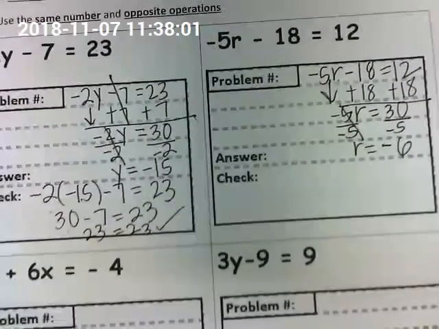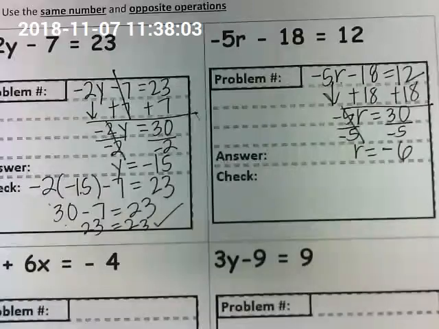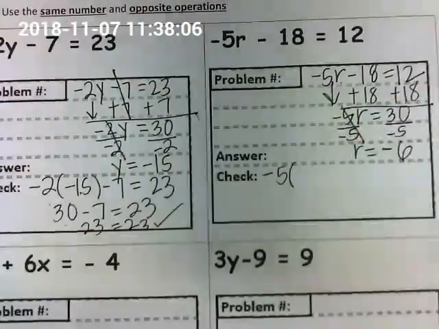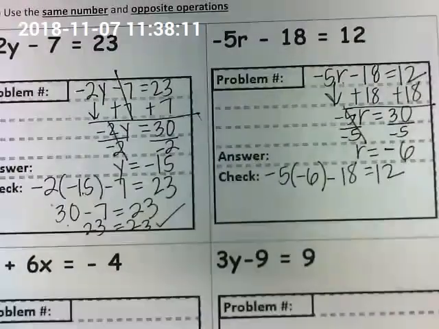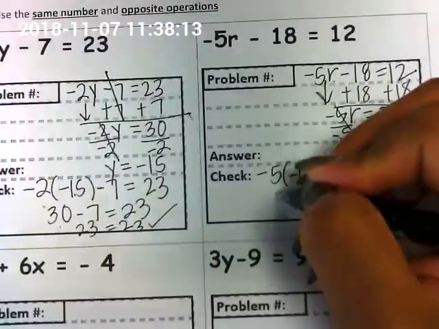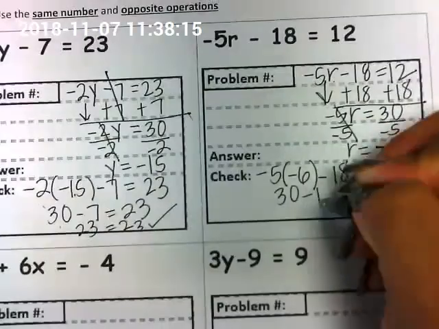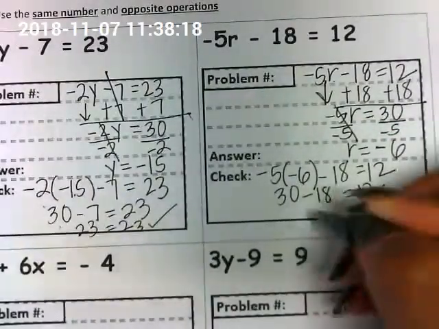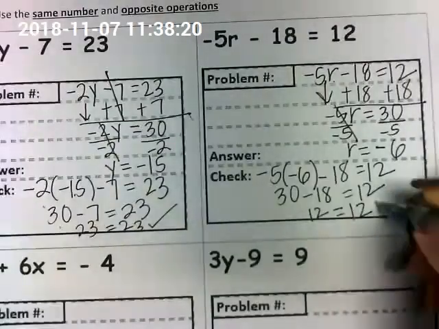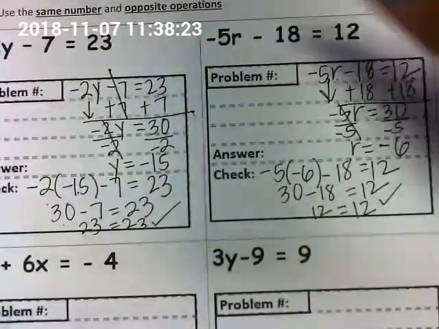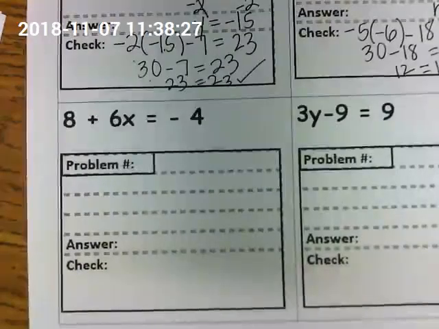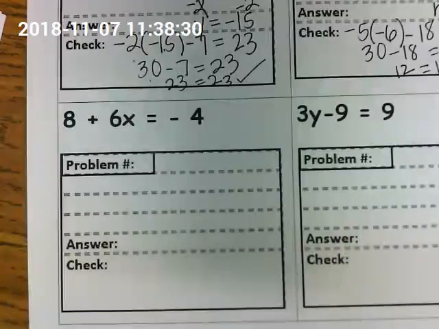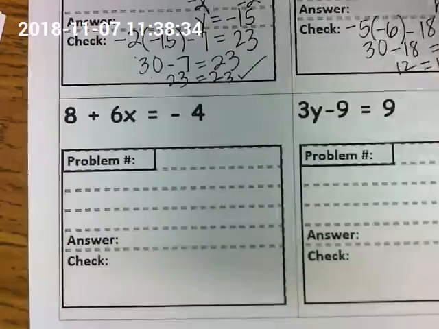Now I can check my answer. And I have negative 5 times negative 6 minus 18 is equal to 12. Negative 5 times negative 6 is positive 30. 30 minus 18 is 12. 12 is equal to 12. Our answer checks out to be true. The goal is to figure out that both sides of my equal sign will end up being the same exact thing. That's why when we do one thing to one side, we do it to the other side as well.